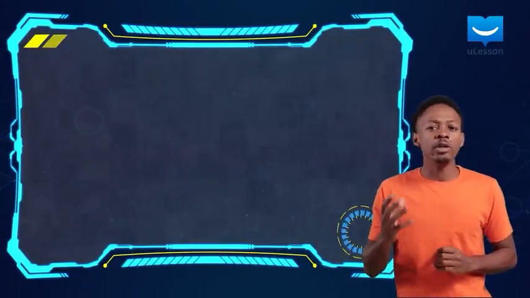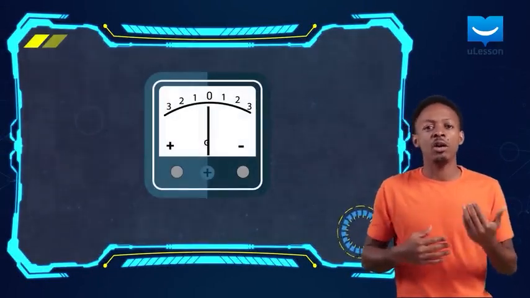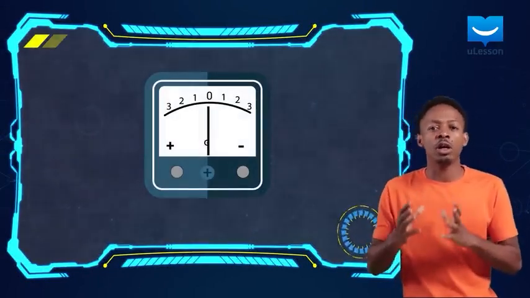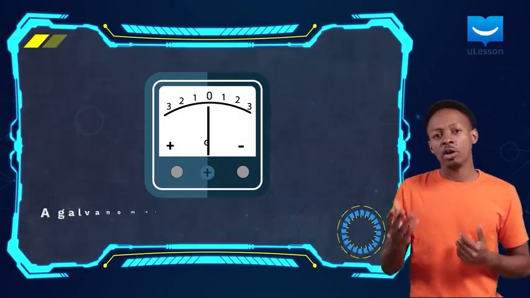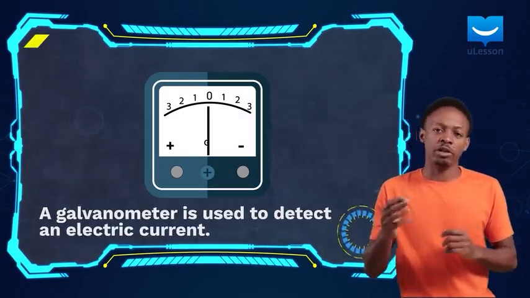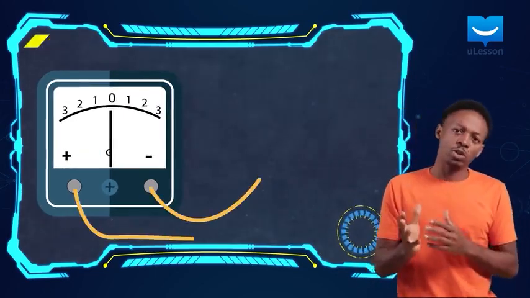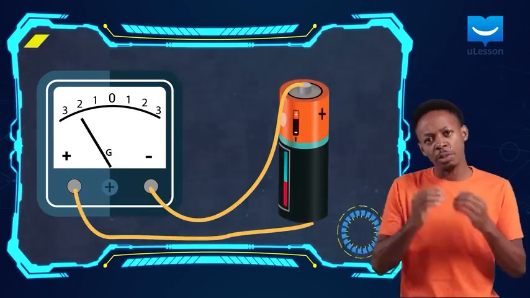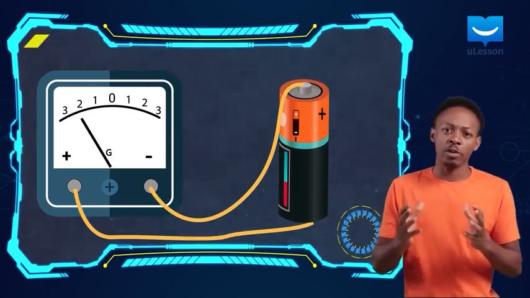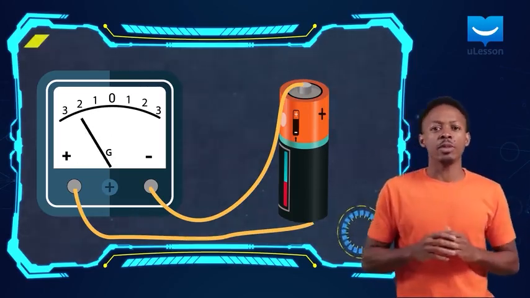You should already know what a galvanometer is. But if you don't, you can check out our lesson on the moving coil galvanometer. A galvanometer is an instrument used to detect the presence of an electric current. So when you attach a galvanometer to a power source like a battery, you'll see the pointer of the galvanometer move and record a reading on the galvanometer scale.